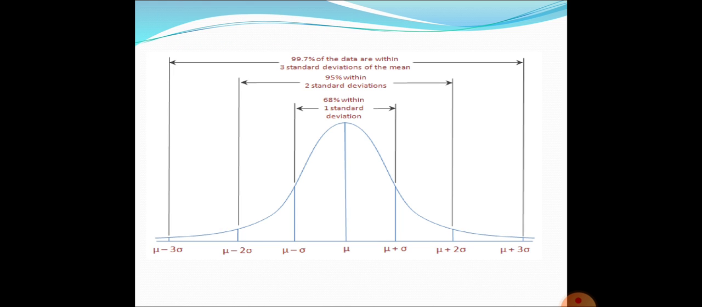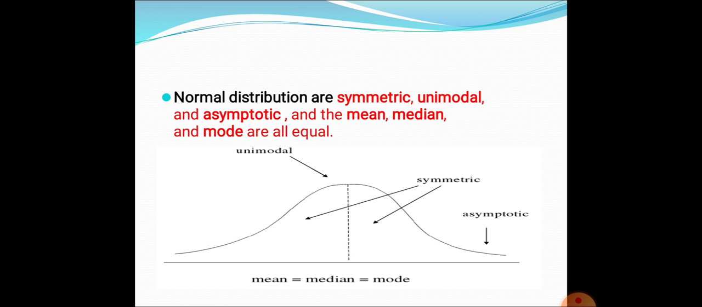In this diagram you can see the area from x bar plus standard deviation to minus standard deviation covers 68% of the area. With 2 standard deviations from the mean it covers 95% of the area. With plus 3 and minus 3 standard deviations it covers 99.7% of the area. The normal distribution curve is symmetric, unimodal, asymptotic, and the mean, median, and mode are equal. You can see in the diagram.